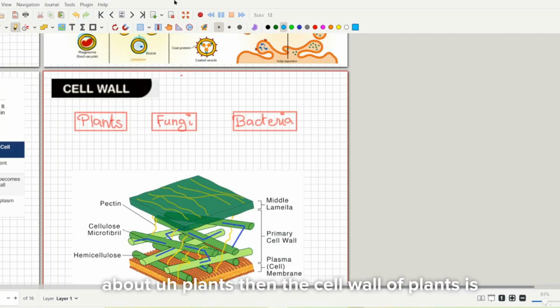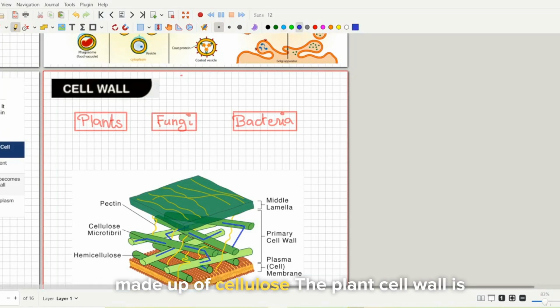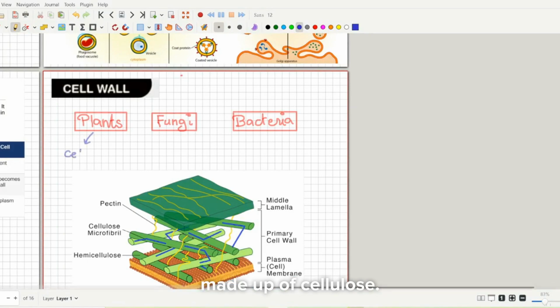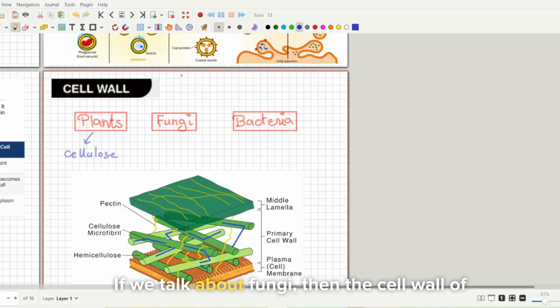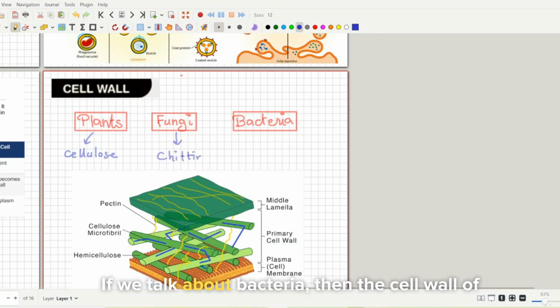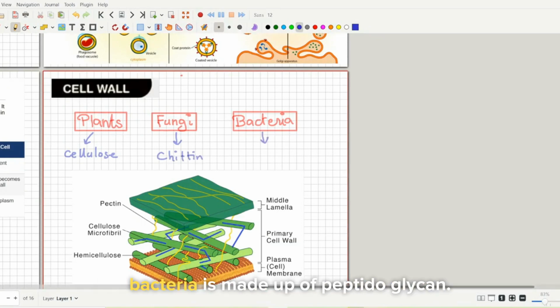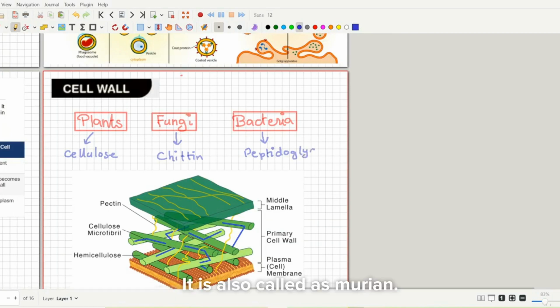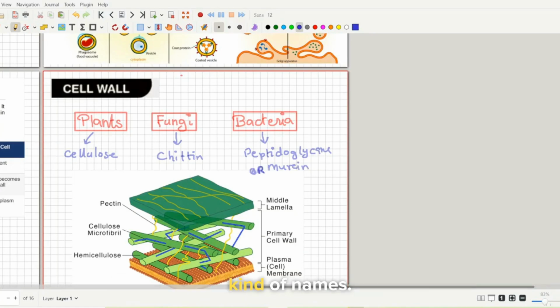If we talk about plants, then the cell wall of plants is made up of cellulose. If we talk about fungi, then the cell wall of fungi is made up of chitin. If we talk about bacteria, then the cell wall of bacteria is made up of peptidoglycan. It is also called murein. It is another name for peptidoglycan. So don't be confused when you see these kinds of names. Murein or peptidoglycan is the same name for the bacterial cell wall.